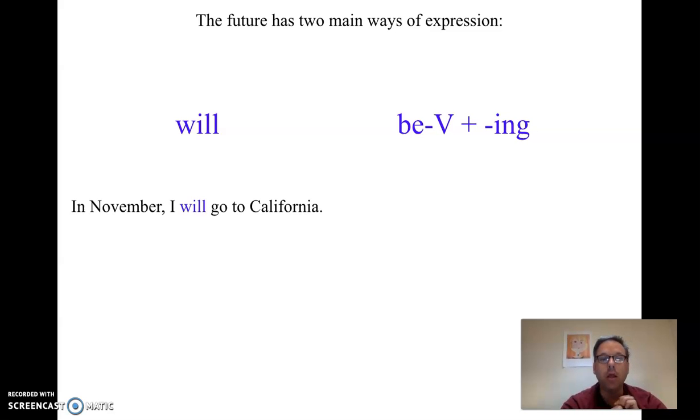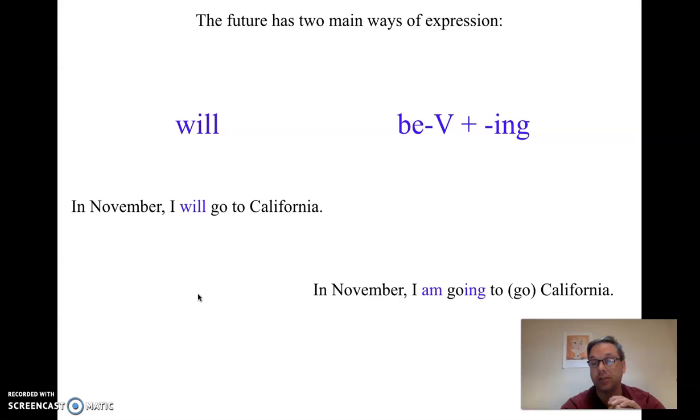In November, I will go to California. Okay. Will tells us the future, not just the month, right? So if, for example, it is October, then I know it's the future. But will also tells us the future. Will go. In November, I am going to California. You might also hear people say, I am going to go to California. Okay. Again, the be verb, and then here's a verb with an ing, also telling us the future.